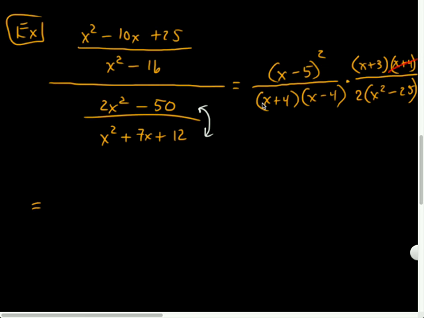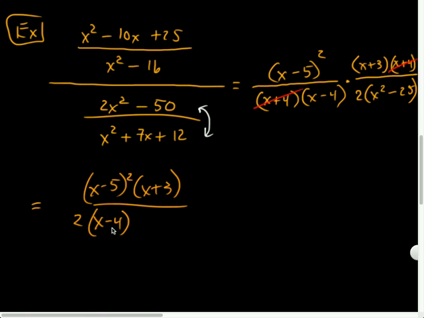Swipe. And then we'll have x minus 5 squared times x plus 3 over x minus 4, or 2 times x minus 4, I guess. And then what does this factor to become? Yeah, there you go. See, now you're a positive person.